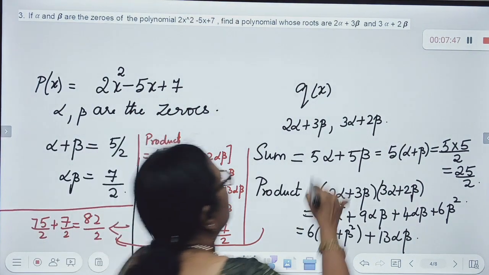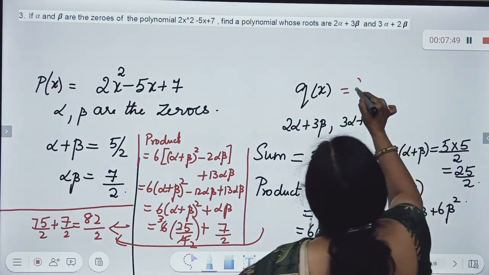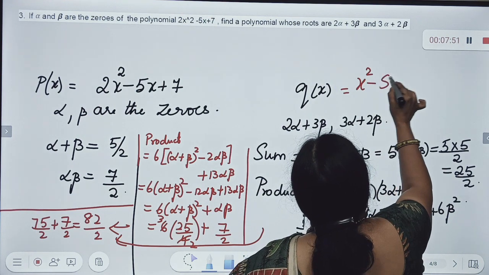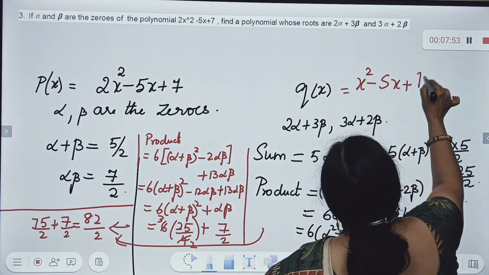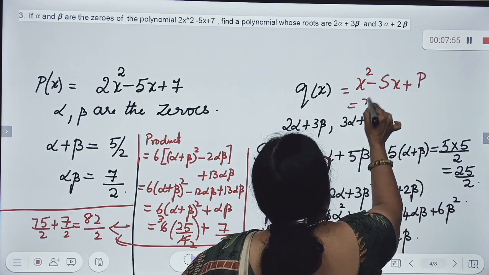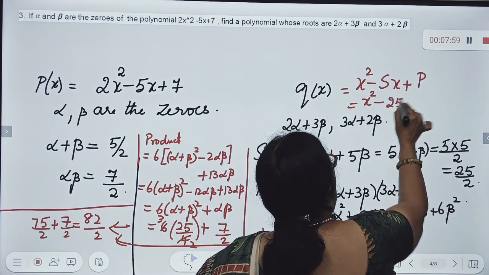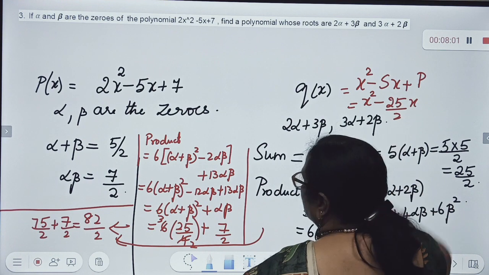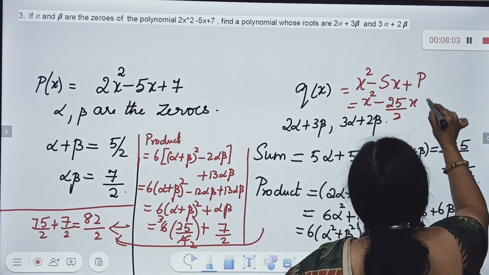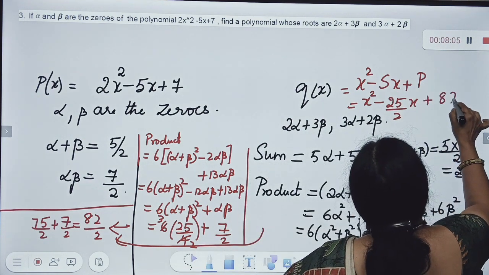So what will be the equation Q of x? Q of x is equal to x square minus sum of the roots into x plus product of the roots, which is x square minus 25 by 2 into x plus the product of the roots, 82 by 2.